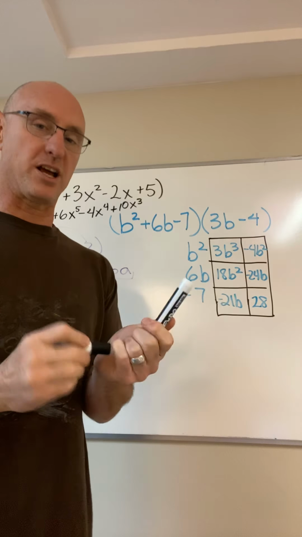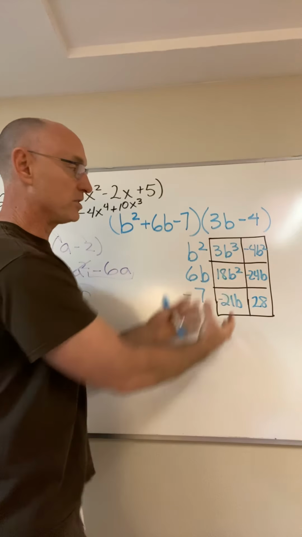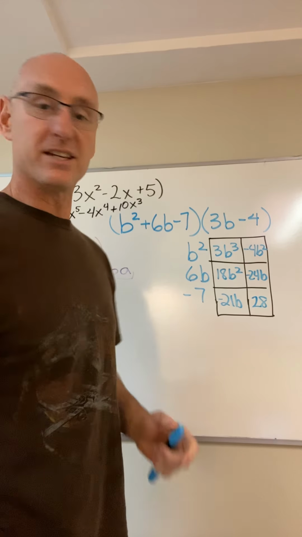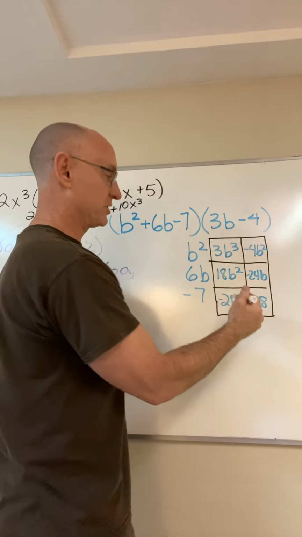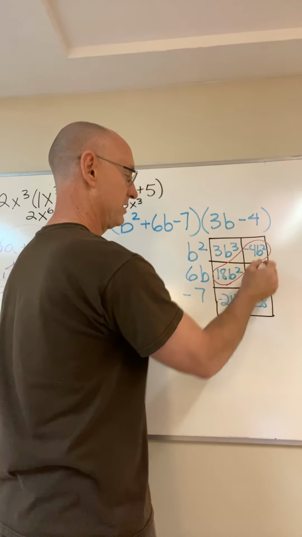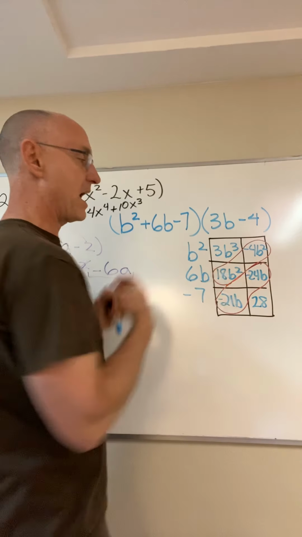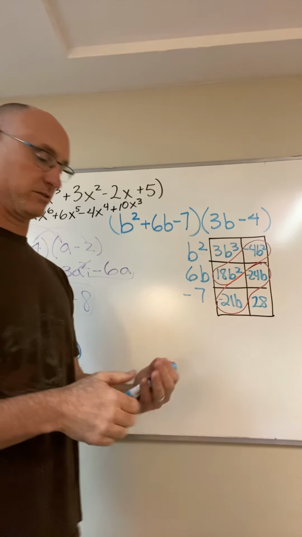All right, so we're almost done with that. That's it for the box. And now we just pull out like terms. And what's kind of cool about the box is that your like terms are all diagonal to each other. So this and this are alike, this and this are alike, like that. And then you just pull them out, combine them, and write them all highest to lowest powers.